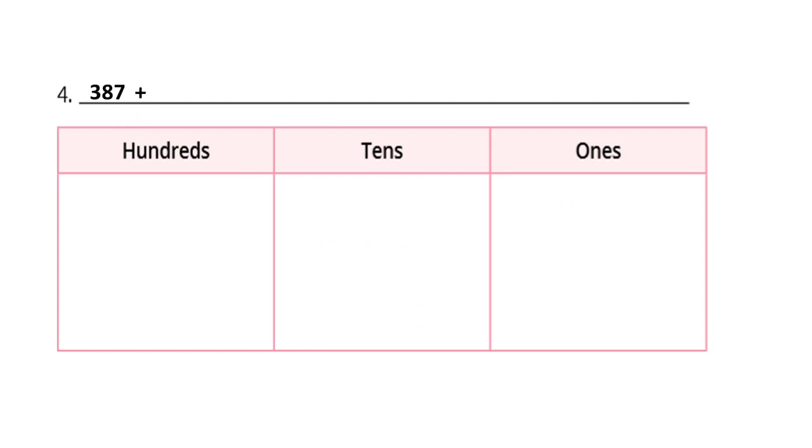Question number 4: 387 plus 426. 387 plus 426. Let's start with 387. We will start with the ones. Tell me what is the number here in the ones? Yes, 7. Let's represent 7 together. In the ones, 1, 2, 3, 4, 5, 6, and 7.